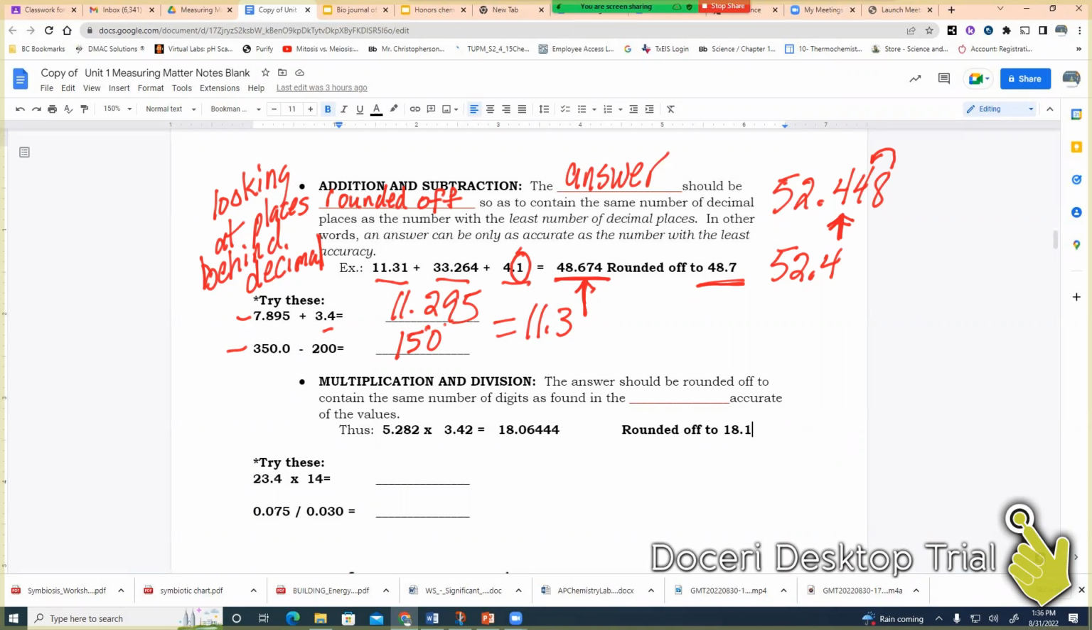All right, so that one is if you're adding or subtracting. And now there's another set of rules if you're multiplying or dividing. That's what makes it kind of hard, sets of rules.